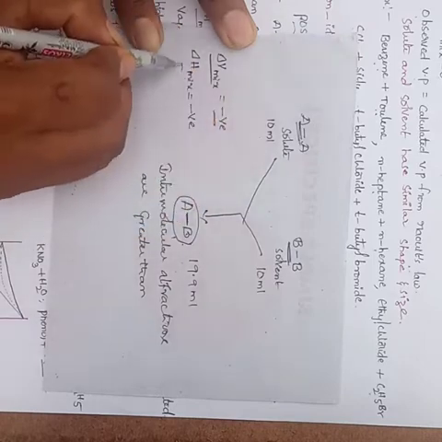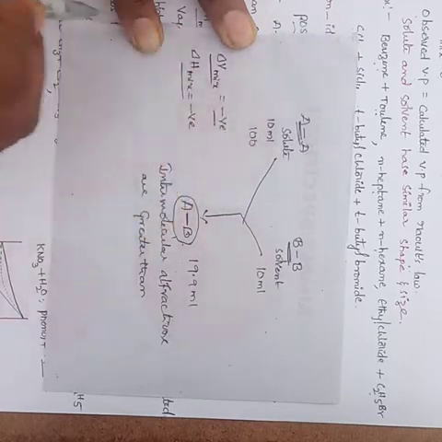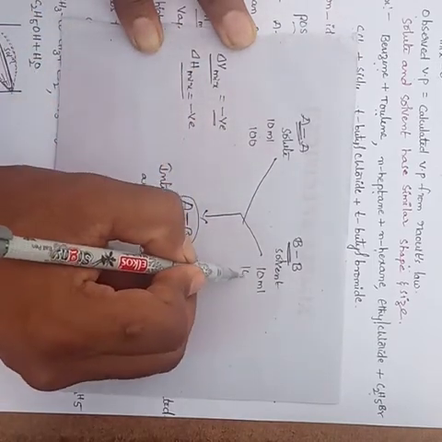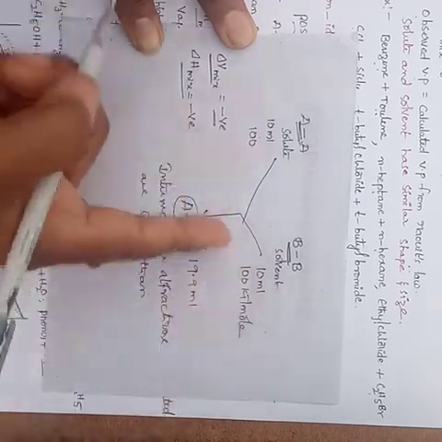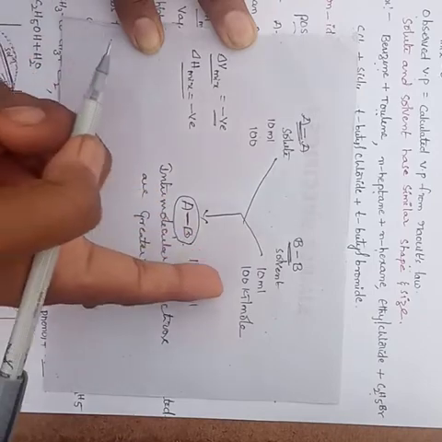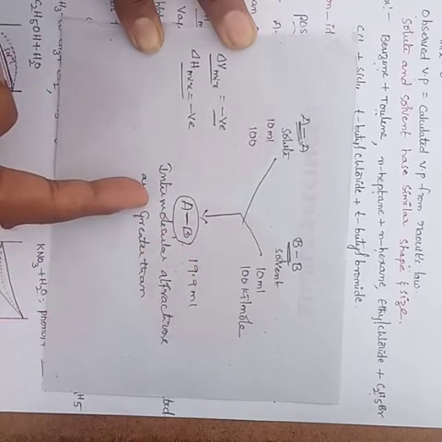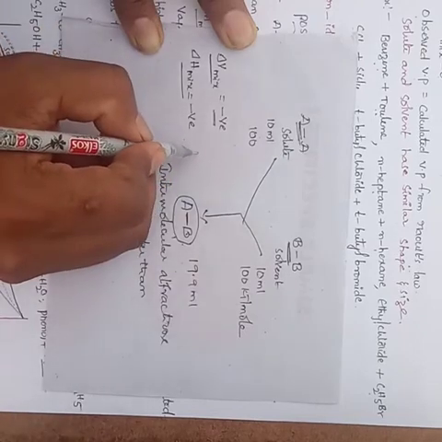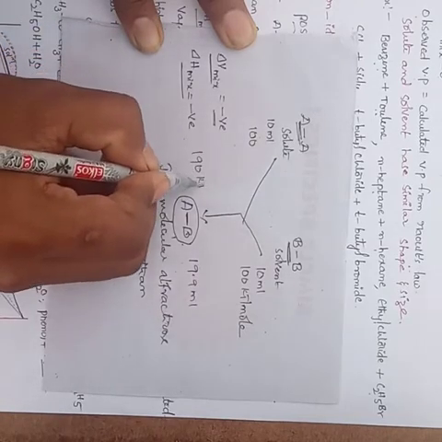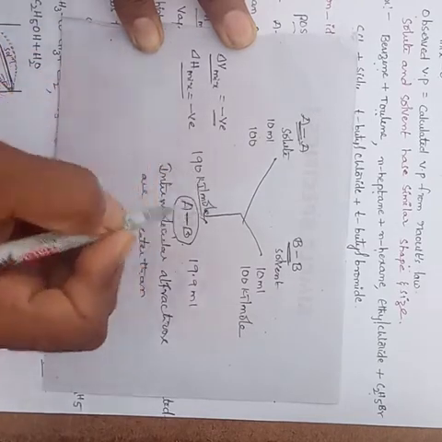And you can take the enthalpy also. Here you can take 100 kilojoules per mole, and here also 100 kilojoules per mole. For ideal solution we get 200. For positive deviation we get more than 200. For negative deviated we get less than 200. For example, we can take 190 kilojoules per mole.